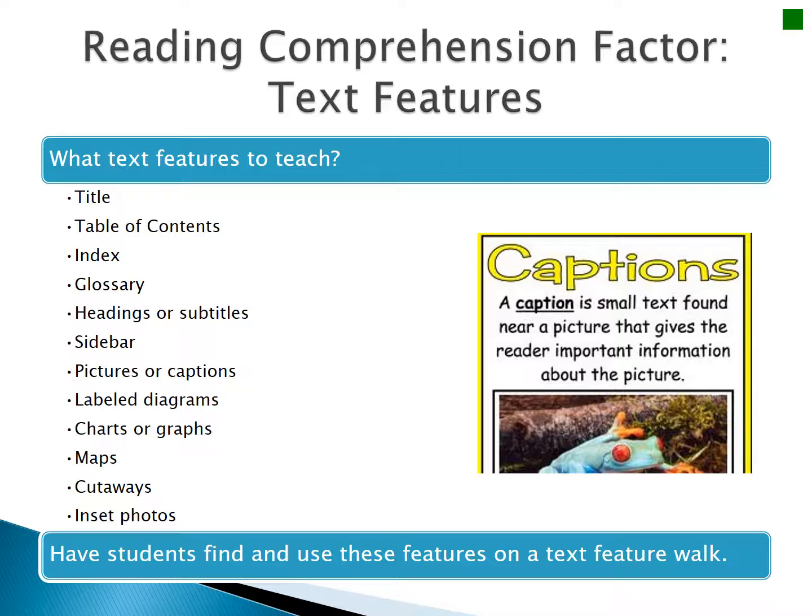However, when we're talking about expository text, we can typically expect to see quite a number of text features, and we teach our students to look at these: title, table of contents, index, glossary, headings, subtitles, sidebars, pictures or captions, diagrams, charts and graphs, maps, cutaways, and inset photos. We can go on feature walks.